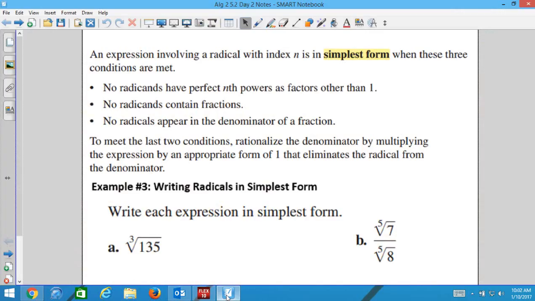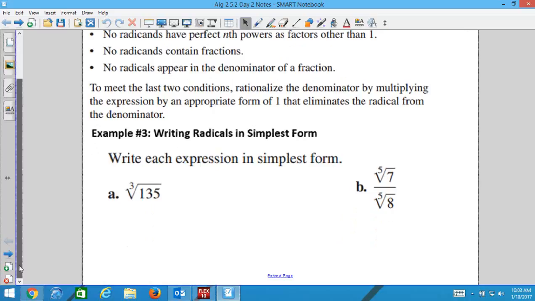Okay, so we are simplifying radicals today, and here, this is a screenshot from the book on how you know things are simplified all the way. For example, you can't have a radical that's not broken down all the way. If there's something that you should pull out, you want to pull that out.